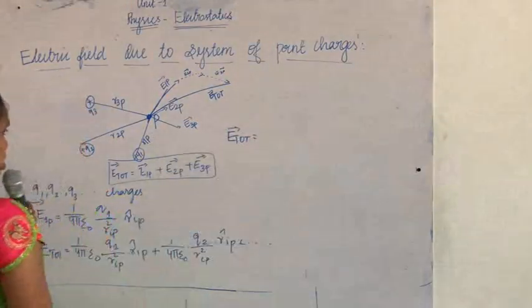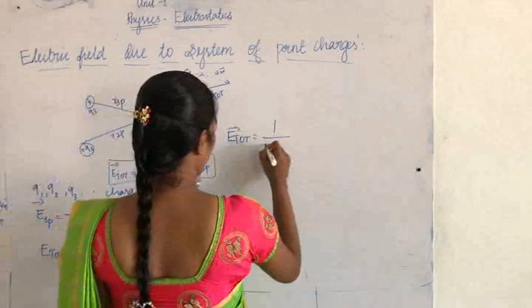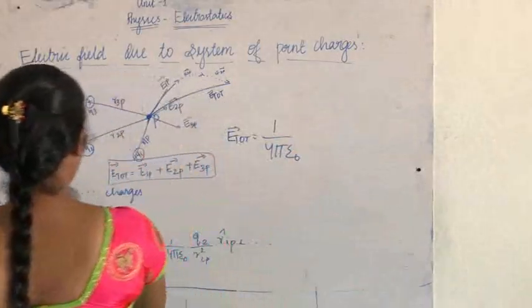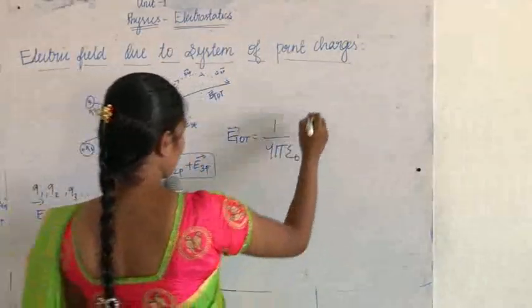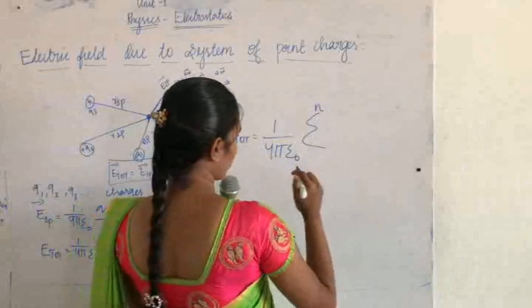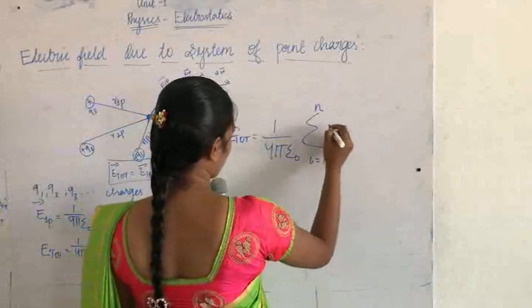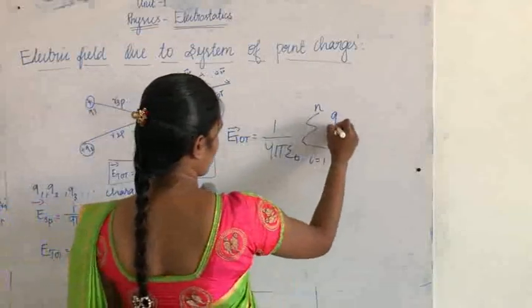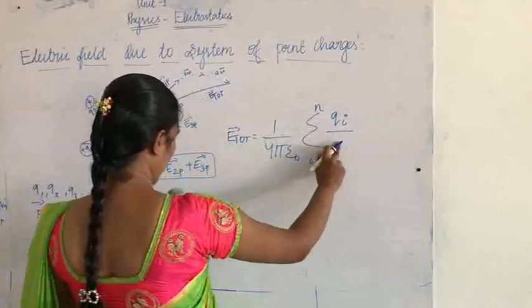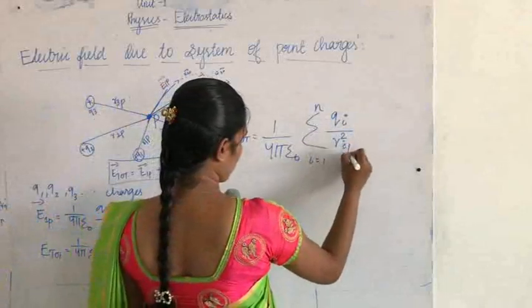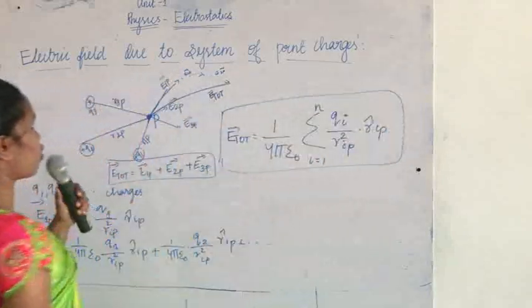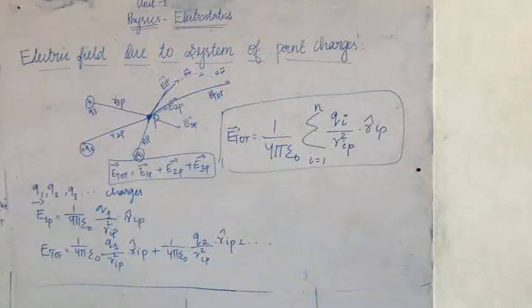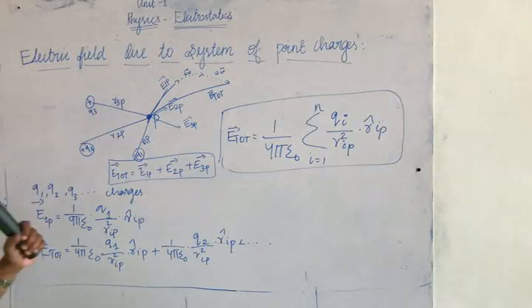Now the total electric field is written as E total equal to 1 by 4 pi epsilon 0, which is common for everyone. Now take the summation, i from 1 to infinity, of Q i by R i square into R cap i. This is the E total formula for electric field due to a system of point charges. Do you understand, children?